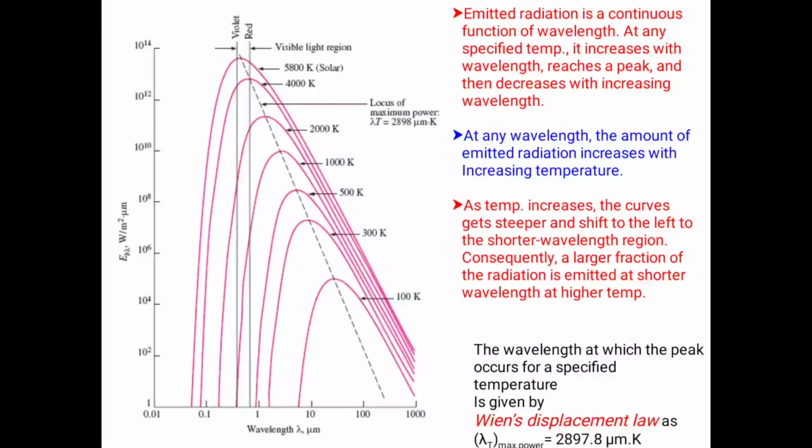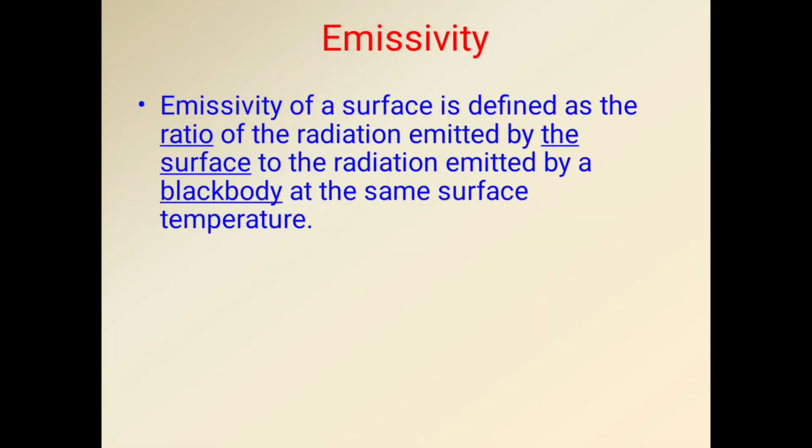The wavelength at which a peak occurs for a specified surface temperature is given by Wien's displacement law. The value of it is 2897.8 micrometer Kelvin.